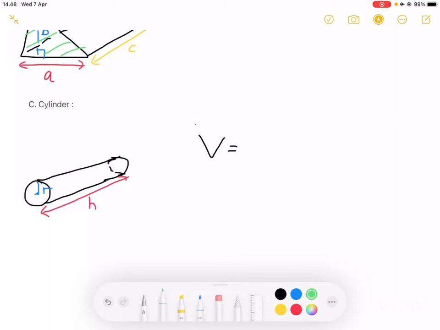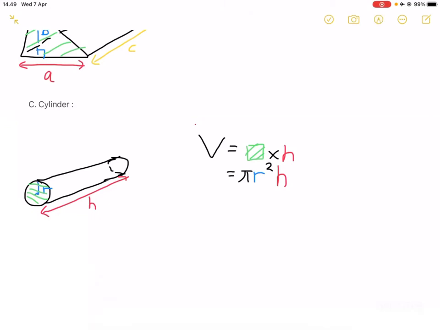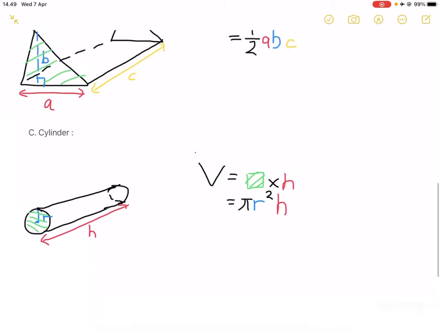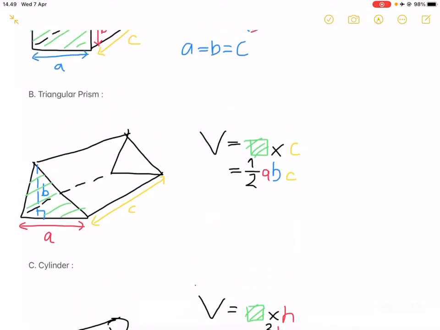So, using the fact that the volume of a prism is the area of the base, which is shaded in green here, times the length extended, which is h in this case. Notice that the green region is a circle, and the area of a circle is pi times the radius squared, which is pi r squared in this case, times h. So these are how you can get the formulas for most of the prisms.